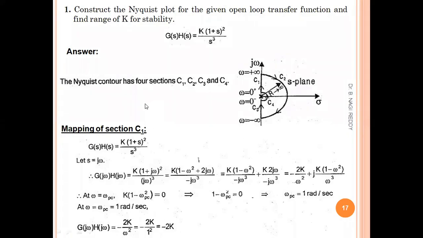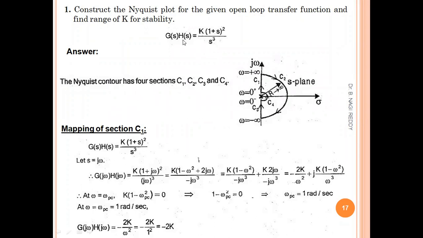Now we will see another problem on the Nyquist plot. The problem given is to construct the Nyquist plot for the given open loop transfer function and find the range of k for the stability. So we have to plot the Nyquist plot as well as obtain the value of k for the stability using the Nyquist plot.